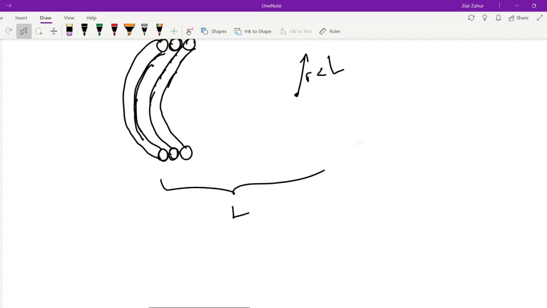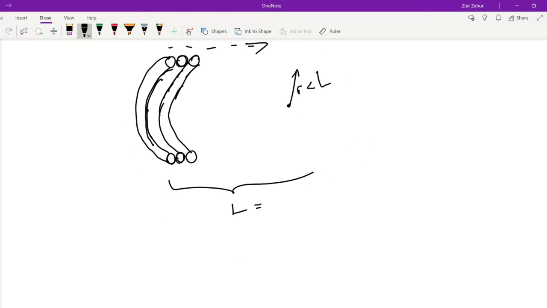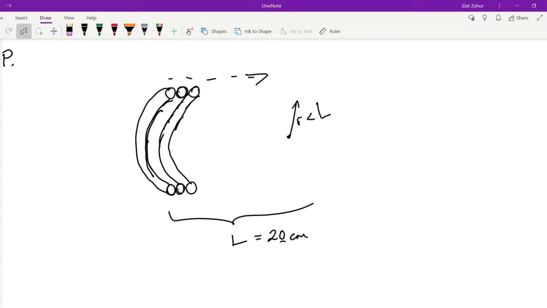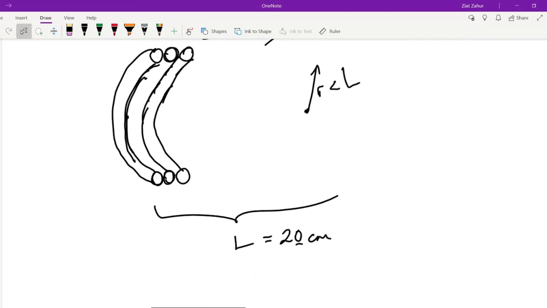Let's go and use some values. Let's say it's 20 centimeters, and R is negligible in comparison. So it's big enough to fit, and imagine it keeps on going. It's big enough to fit a ring in there.